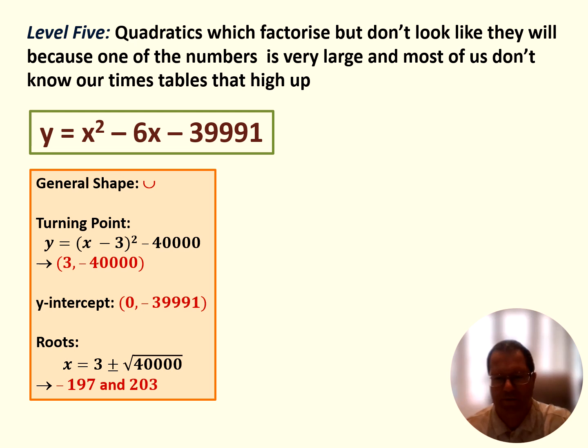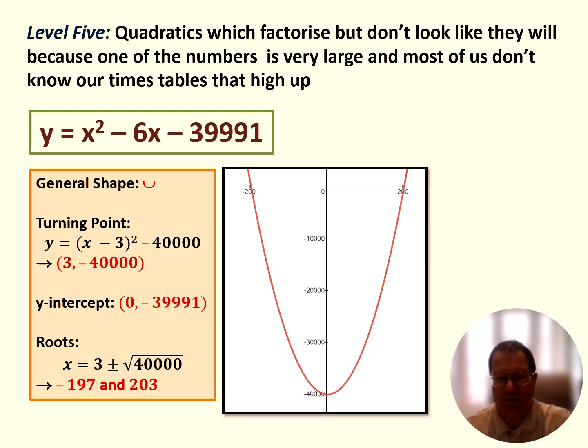And finally, just for fun, level 5, quadratics which do factorise but don't look like they will because one of the numbers is very large, and most of us don't know our times tables that high up. So it's a positive quadratic. If we complete the square, the turning point is at (3, -40,000). The y-intercept is at -39,991. And if we put y equal to 0, we can solve for the roots. They are -197 and 203, which are 3 plus or minus 200. And it looks like this.